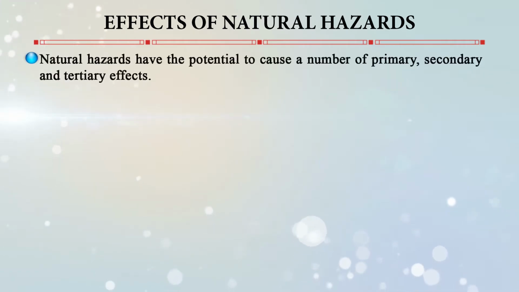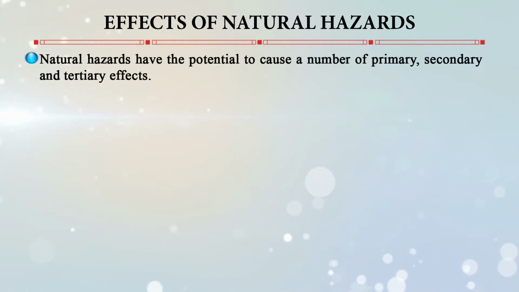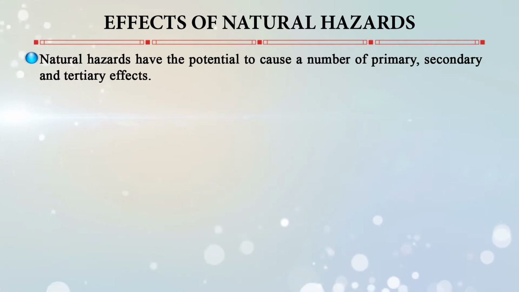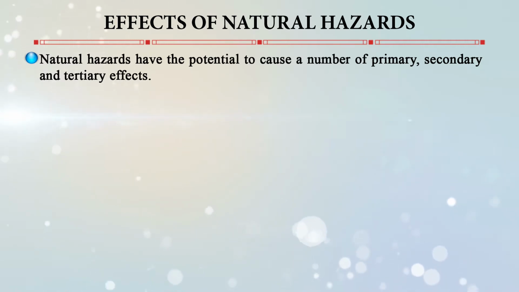In the previous talk, you have understood the types of natural hazards, the classification of natural hazards, some technological hazards along with a case study, and how the primary, secondary and tertiary effects are caused. Now, natural hazards have the potential to cause a number of primary, secondary and tertiary effects. We will see this in detail.